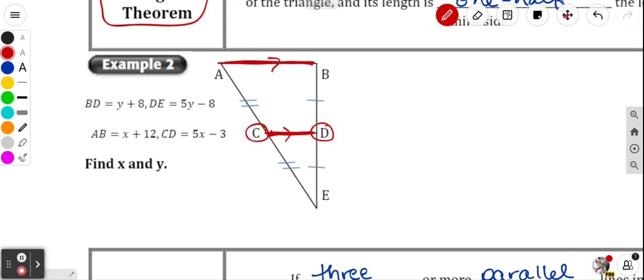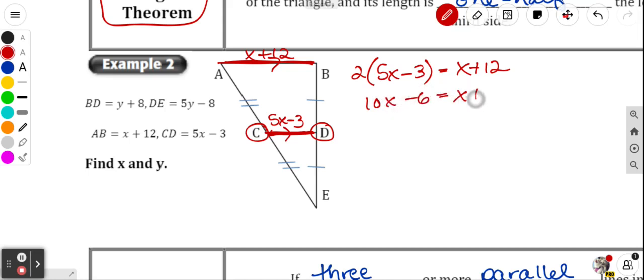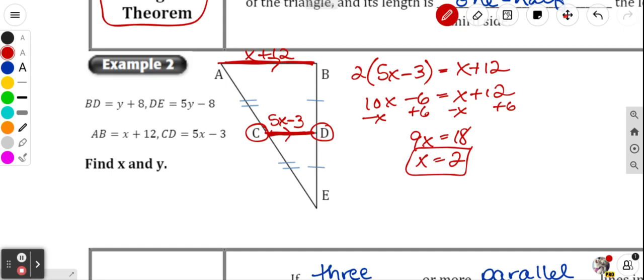It's also parallel. So if we look at the given information, let's do x first. So we have x plus 12 up here, and we have 5x minus 3 here. Since CD is 1/2 of AB, that means 2 of them would equal 1 of AB, right? That's probably how I would set this up. I would do 2 times 5x minus 3 equals x plus 12. And so then that's 10x minus 6 equals x plus 12. And then just solve. So I'm going to add 6, subtract x. So we have 9x equals 18, and then x is 2. Okay, so that's how we would solve for x.